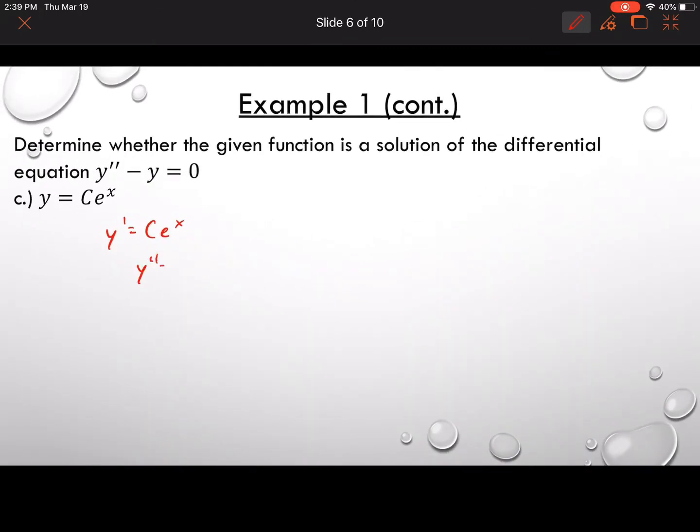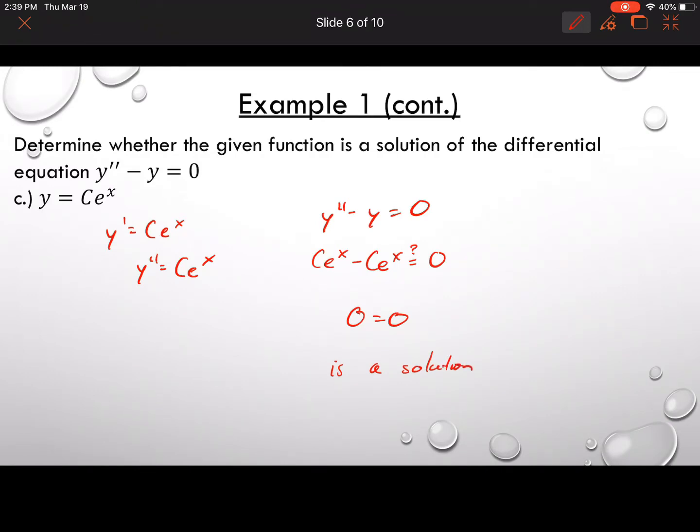And then y double prime just ends up being the exact same thing, capital C e to the x. So y double prime minus y, does it equal 0? Well, y double prime is C e to the x. y is C e to the x. Does that equal 0? Once again, we have a term subtracting by itself, so that does indeed equal 0. So that is a solution. So that works as well.